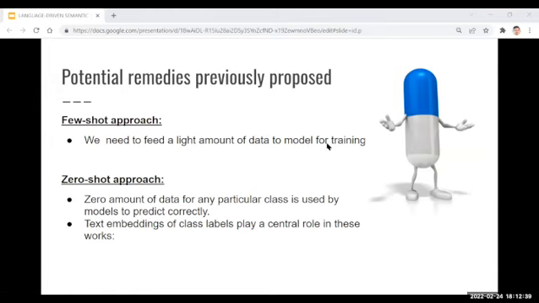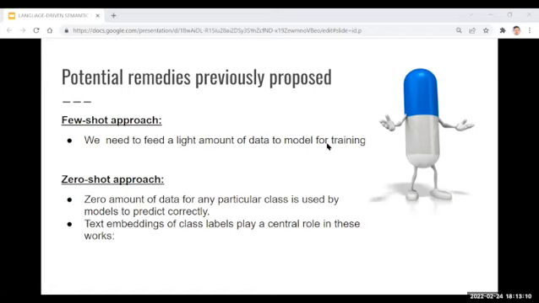In the past, two popular approaches have been tried: the few shot approach and the zero shot approach. Few shot and zero shot are not specific to this paper. They are commonly used in machine vision and even now in NLP. The idea is to segment new classes based on only a few labeled images.